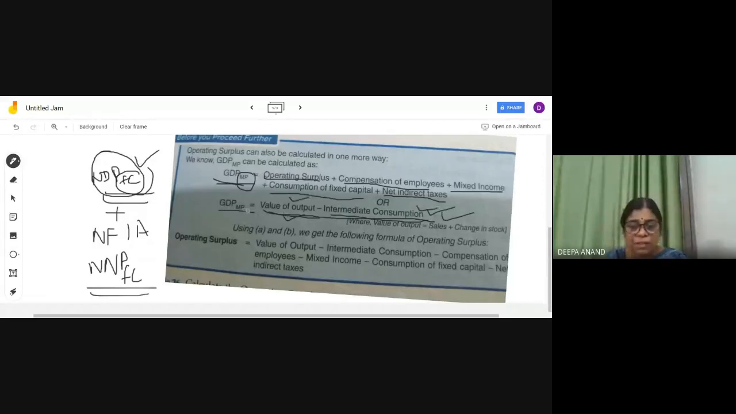Somewhere you get a problem with these kinds of details. In that case you can straight away find GDP at MP by value of output minus intermediate consumption. Other details will not be available. You will be given value of output and intermediate consumption. In that case, GDP at MP is equal to value of output minus intermediate consumption.